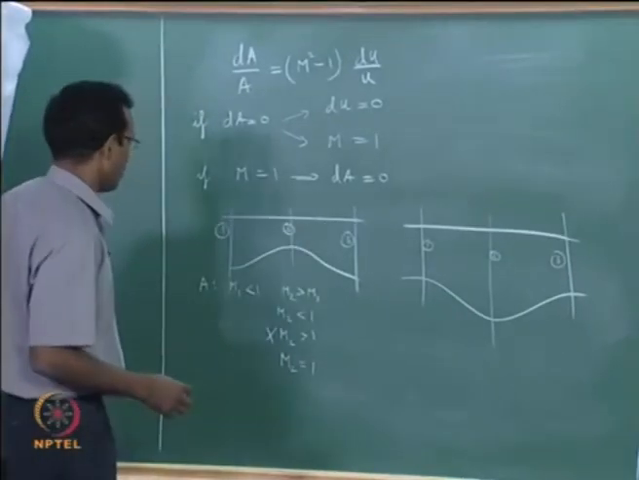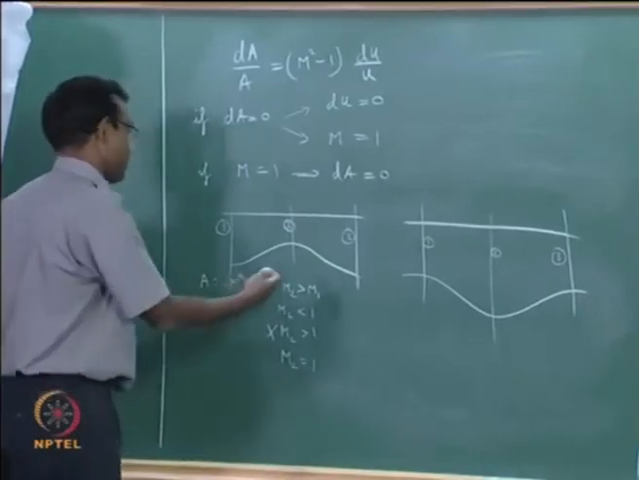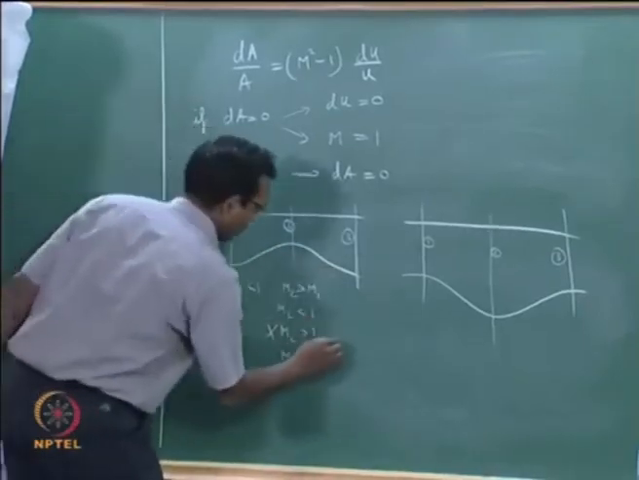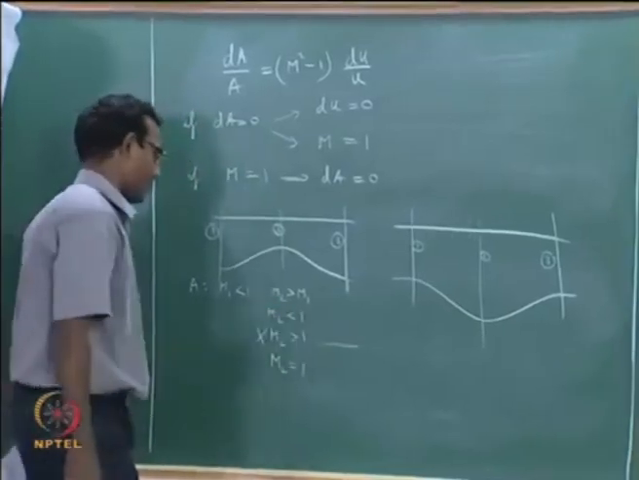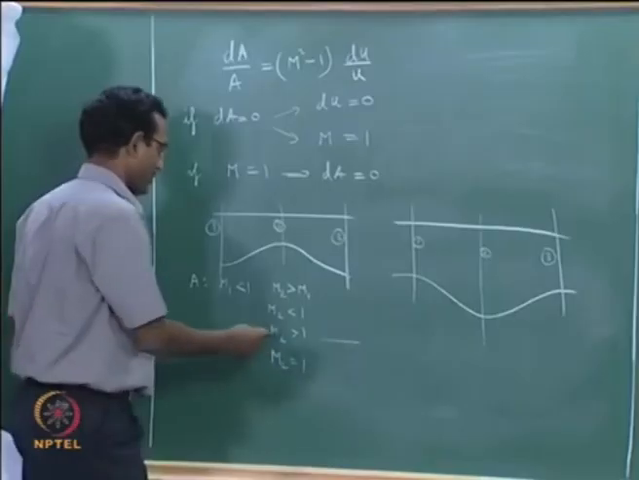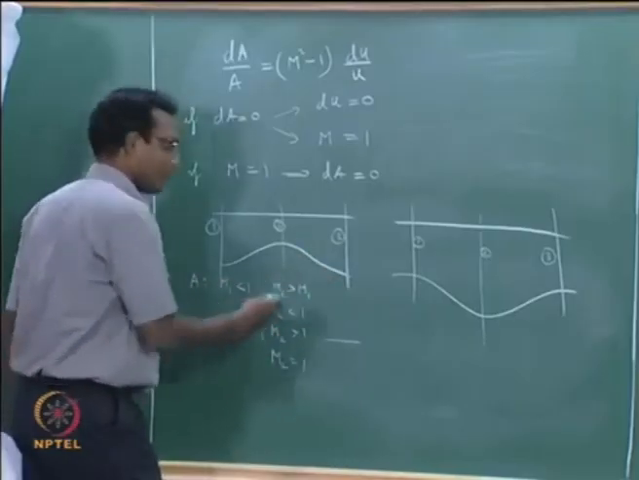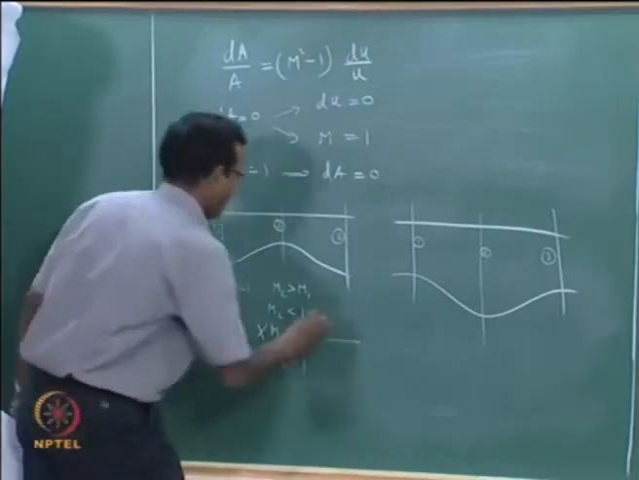Okay. Now let us go back and look at what happens to 3. This we will not consider, this will not be a possible case. What about when M2 is less than 1, which is the only case that is possible? What will happen to M3 in terms of M2? M3 less than M2.